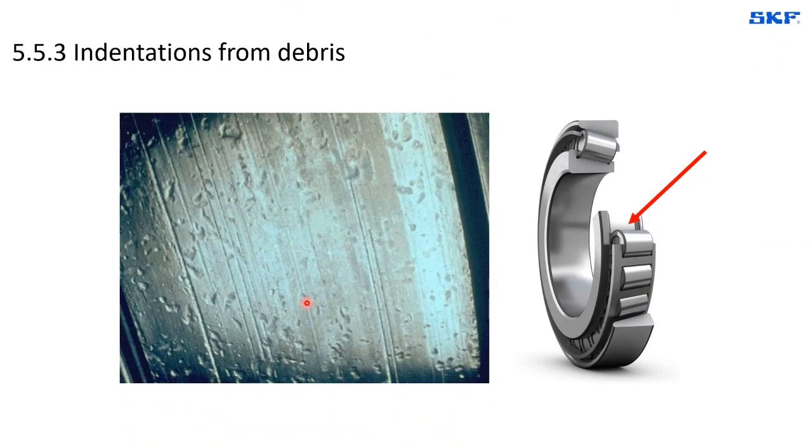Indentation from contamination, we mentioned contamination before. We see an example of the inner ring raceway of a taper roller bearing with lots of plastic deformations. So there was a significant amount of hard particle contamination in this case. And of course, this will feed itself because more particles will wear off and they will wear other parts of a bearing, generating more contamination in a vicious circle.